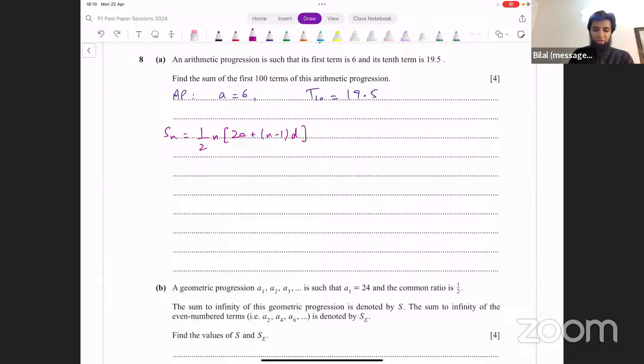Now, what do you need for this? If you want the sum of the first 100 terms, n is 100, a is 6. The only problem is we do not know what the value of d is. So we need to find the difference. How do you find the difference?